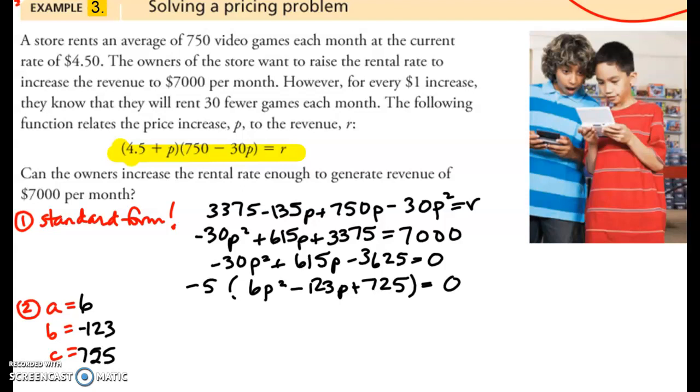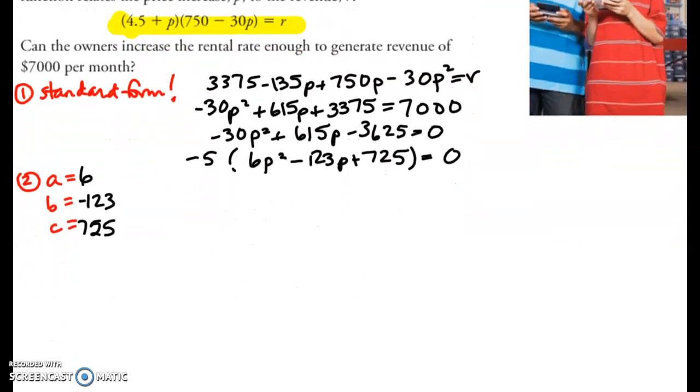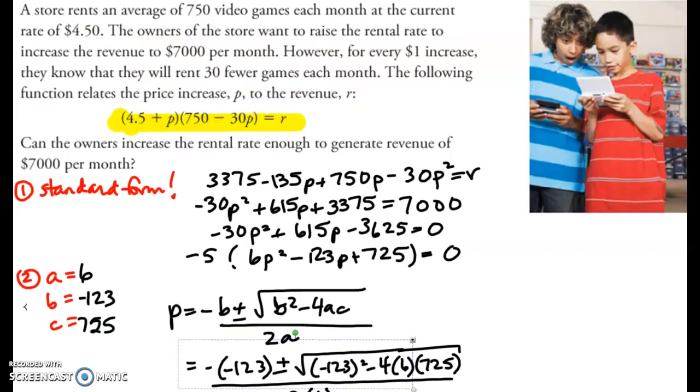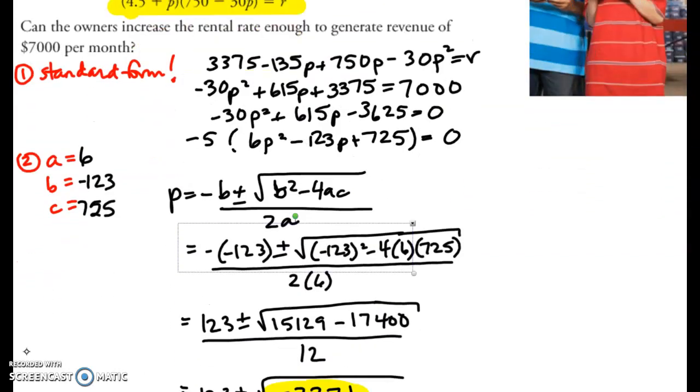Okay, stick these values into the quadratic formula. Notice right here we get a negative under the square root sign, therefore it's impossible. There are no real roots in this example, and no, the owners will not be able to increase the rental amount.